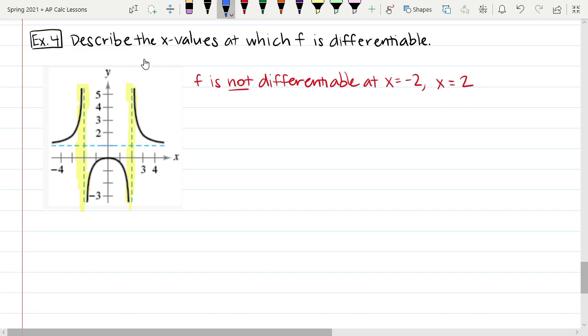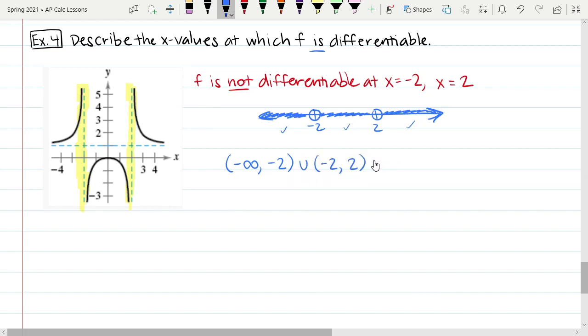So to answer the question, describe the x values at which f is differentiable, we're just going to describe the intervals now for everything else. So remember, what we're really saying is on a number line, we want everything except -2 or 2. So that means we have 3 different intervals we need to describe. So that means f is differentiable from -infinity to -2, not including -2, from -2 to 2, and finally from 2 to infinity.